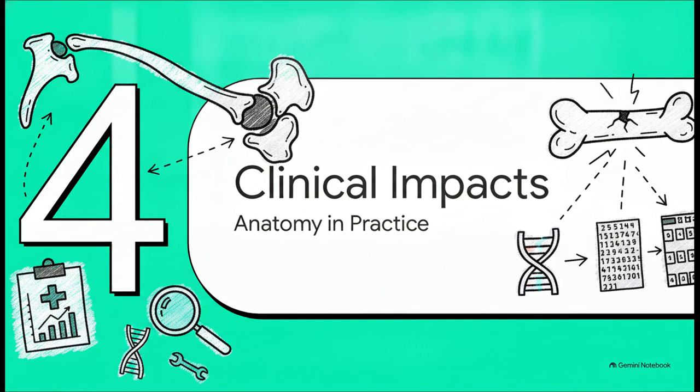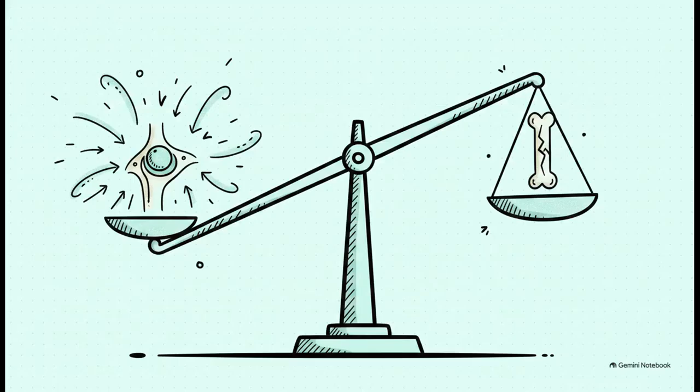Part 4, Clinical Impacts, Anatomy in Practice. So what does this all mean for us? The crucial takeaway for audit pros and coders is understanding exactly how this specific bone setup directly causes the pathologies we're coding every single day. This is the ultimate trade-off in human anatomy.